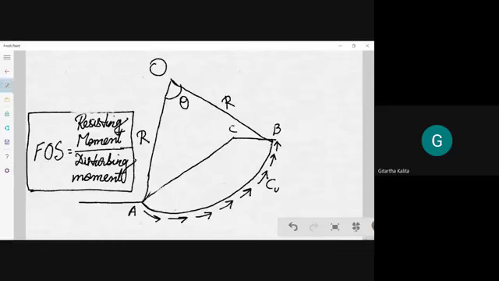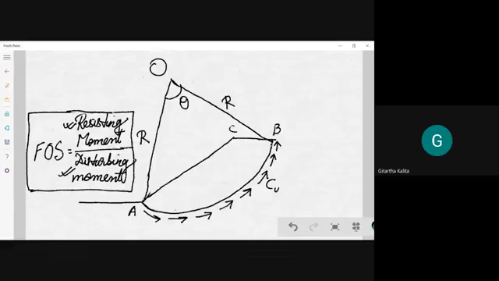Okay, so now when we have to do the analysis, we will do the analysis in terms of the moment. We have to generate the equation for the resisting moment and the equation for the disturbing moment. Then we put it in this place and we get the factor of safety. So the next step is finding the equation of the resisting moment and the equation of the disturbing moment.